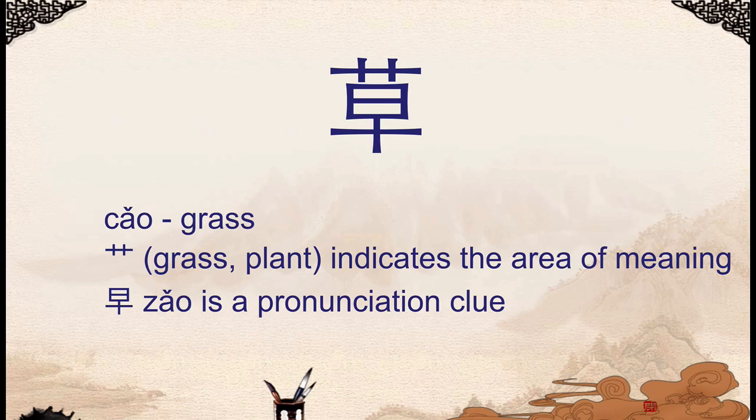Cao means grass. The top half of this character means grass or plant, and it indicates the area of meaning. A lot of characters for plants have this component at the top, and zao is the bottom half. This means something completely different, but it gives us a clue as to the pronunciation, because they both have the ao sound, and they're both in third tone.